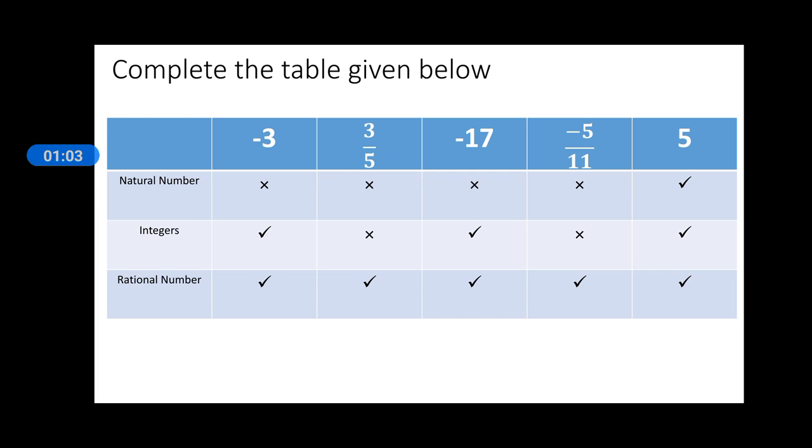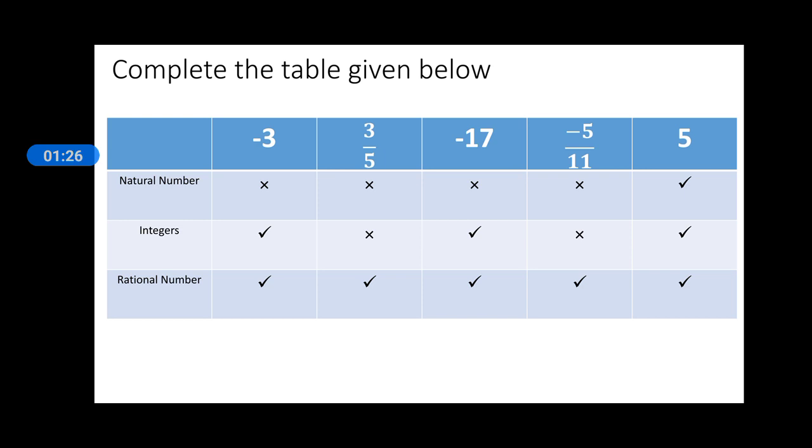Check page 34. We'll complete the table. Here a few numbers are given. We need to identify what they are: natural numbers, integers or rational numbers. The first one, minus 3. It's not a natural number, but it is an integer as well as a rational number.